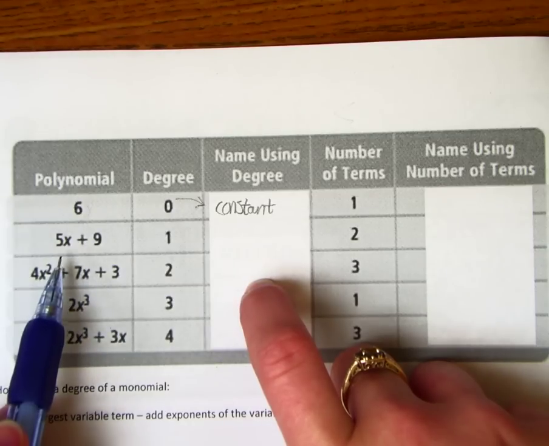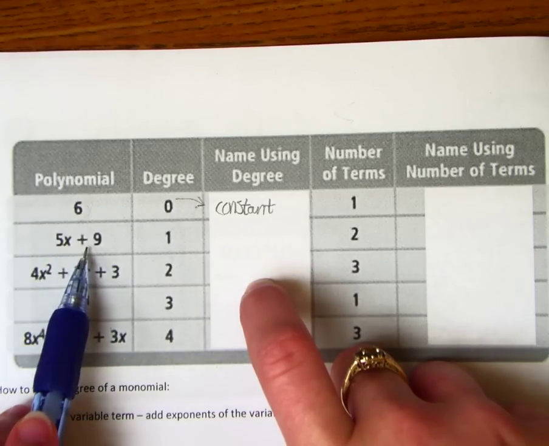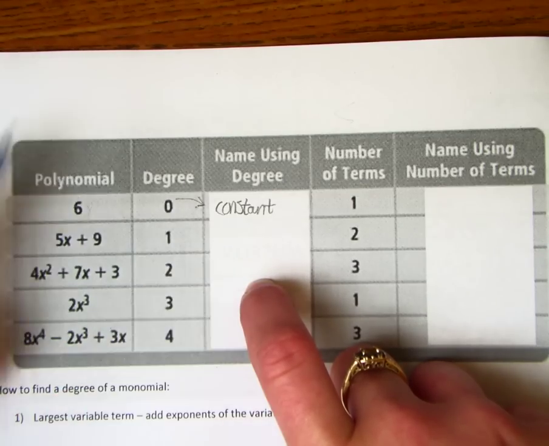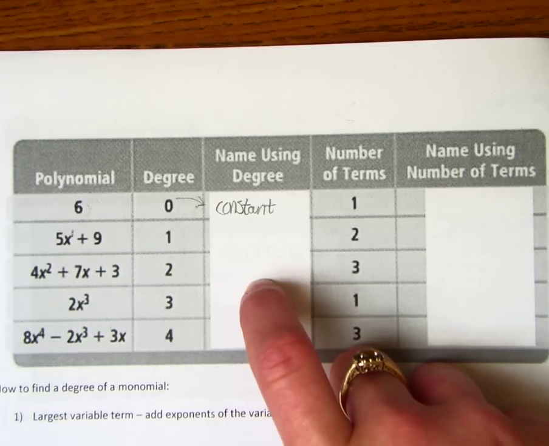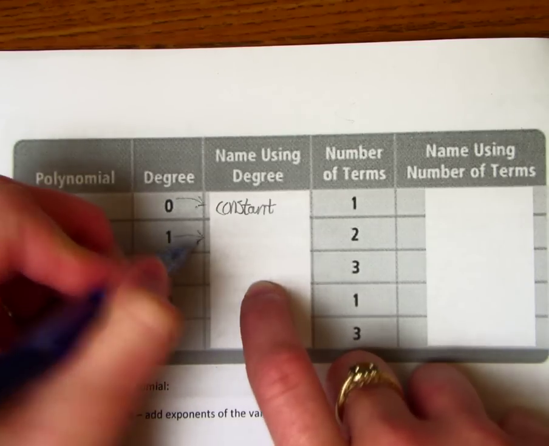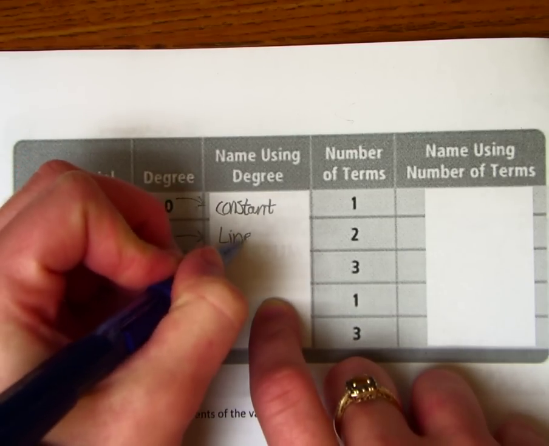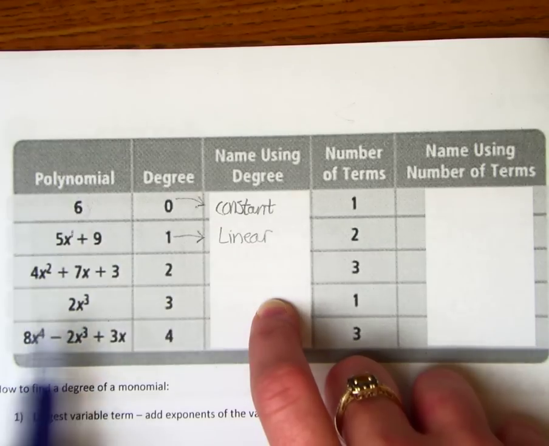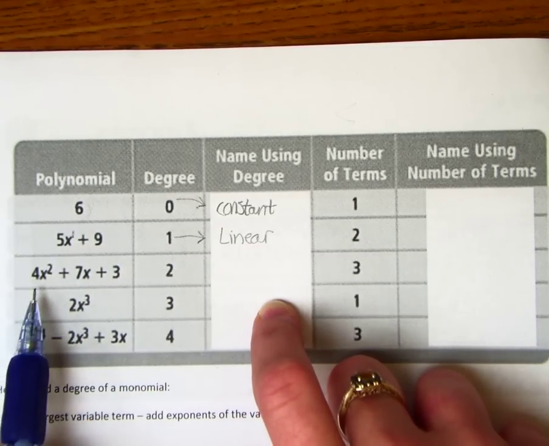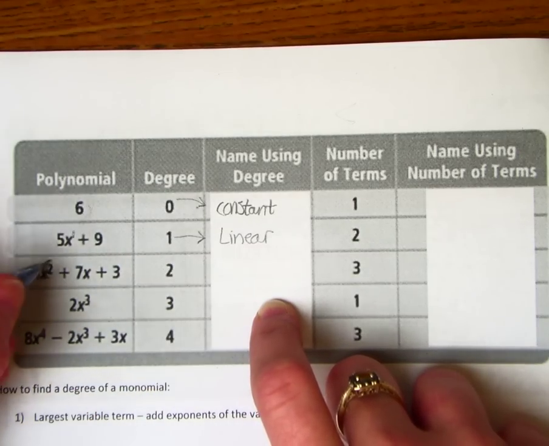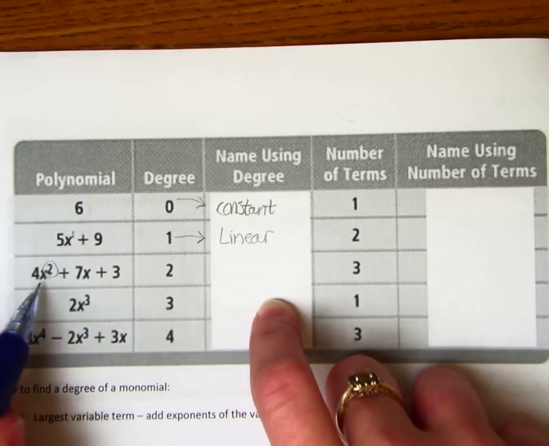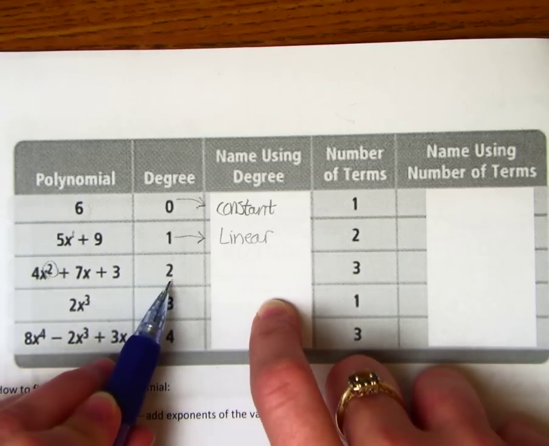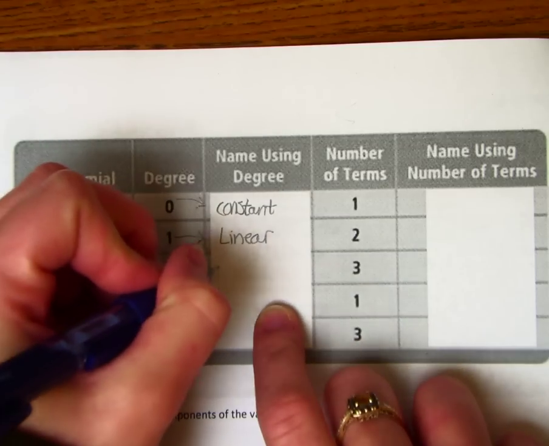Moving down, let's say we have a polynomial that has a degree of 1. The reason this has a degree of 1 is because the variable's exponent, the highest exponent, is 1. When you have a degree of 1, that is called linear. Moving down, now we have a polynomial that has a degree of 2. You always look at the variable who has the highest degree. When you have a polynomial that has a degree of 2, you call that quadratic.